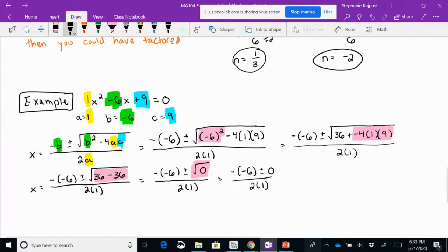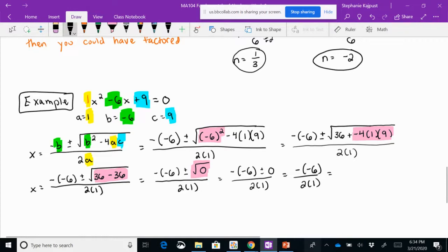If you have plus or minus 0, you're not adding anything or subtracting anything, because you're just adding 0 and subtracting 0. So really what we have is -6 over 2 times 1. So this is a special case where there's only one solution. It's basically you're going to get the same answer twice, if you get the same answer with the plus 0 as you do with the minus 0. So there's going to be one solution.